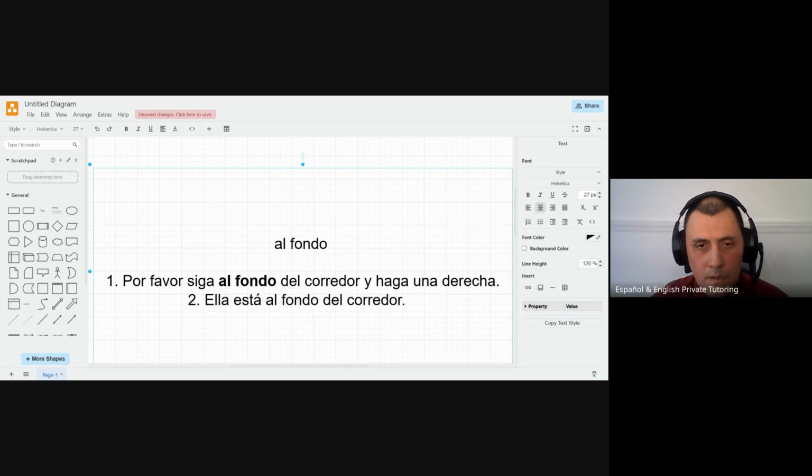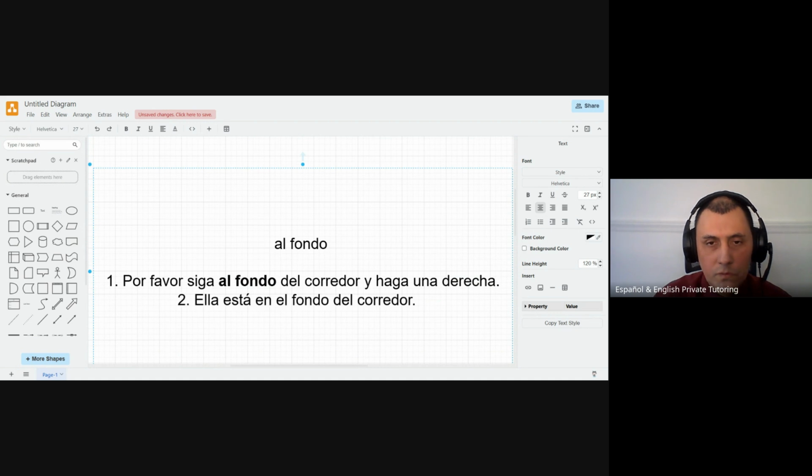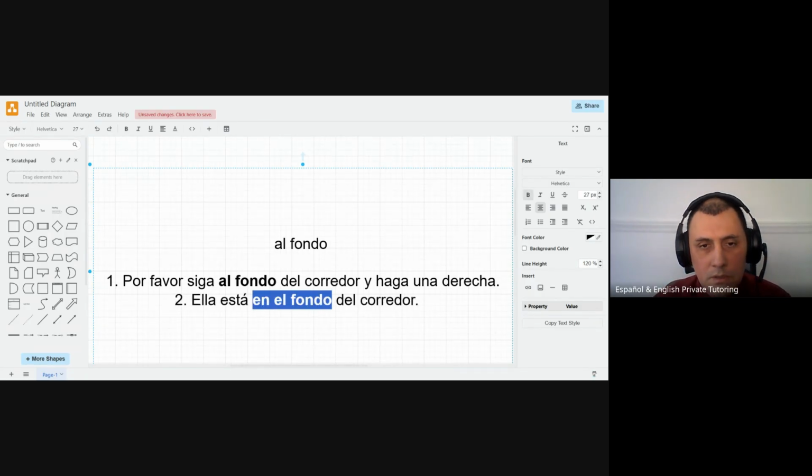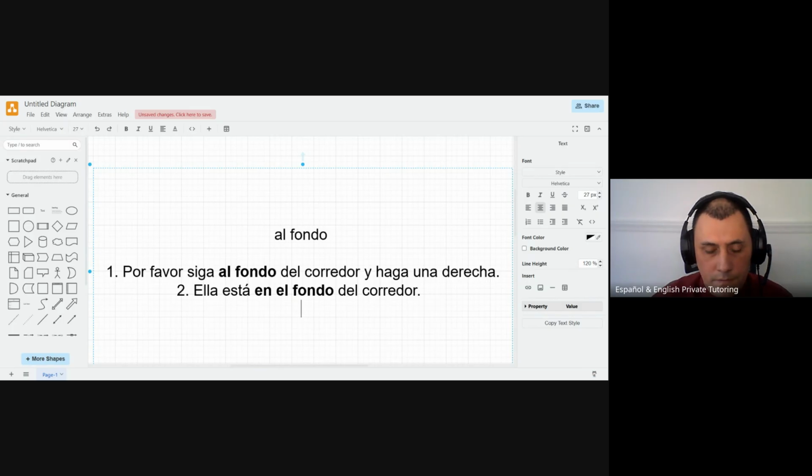Now, when it comes to a location, instead of saying al, I can change the preposition and say something different. Ella está en el fondo del corredor. En can also be used, and is more popular for locations than a. So this is another version. You're going to use it for locations.